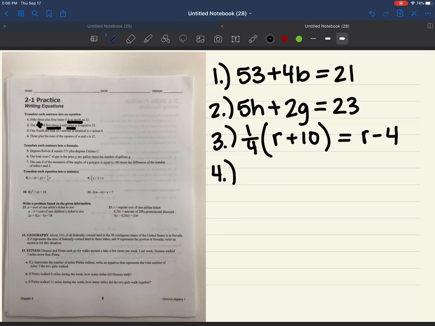All right, number 4, 3 plus the sum of the squares of w and x. So again, we can write down 3 plus, and then when we see the sum, that means we're adding two things together. We want to put those in parentheses. The squares of w and x means we're squaring both of those things and adding them together because it asks for a sum. And then it just says is equal to 32. Okay? So for the most part, if you'll just read these carefully as you go through, we won't have any trouble with that.